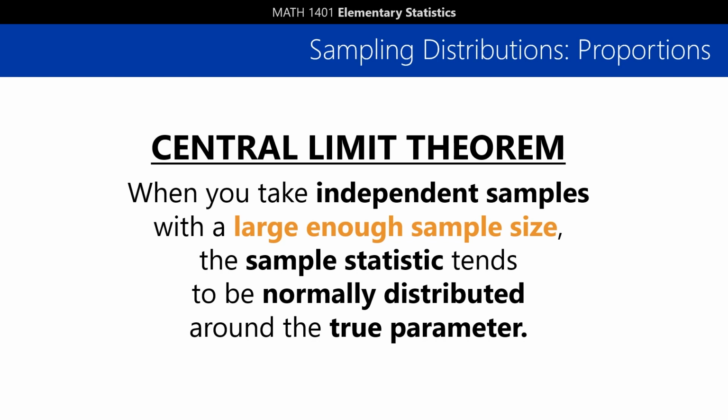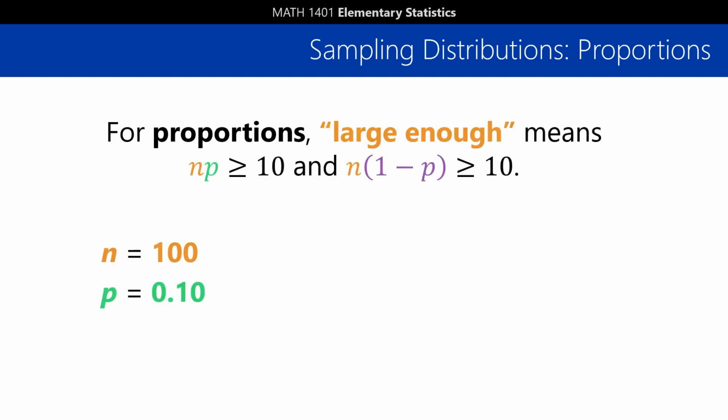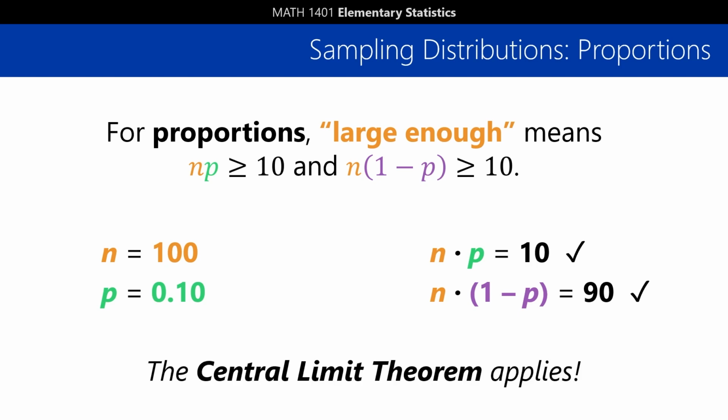Now, what do we mean by a large enough sample size? How large is large enough? That kind of depends on the situation. But when we're looking at proportions, we can apply the central limit theorem when both n times p and n times 1 minus p are at least 10. In our case, the sample size was n equals 100, and the population proportion for left-handed people was 0.10. Then n times p comes out to 10, and n times 1 minus p comes out to 90, so we're in good shape. Literally. The central limit theorem says that our sample proportions generally follow the shape of a normal distribution.